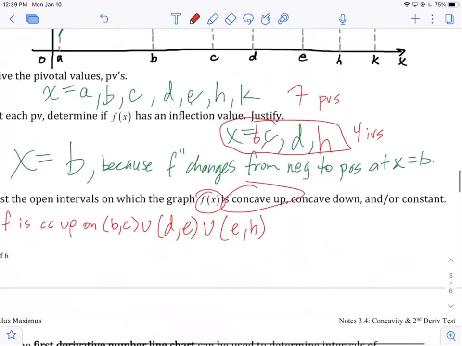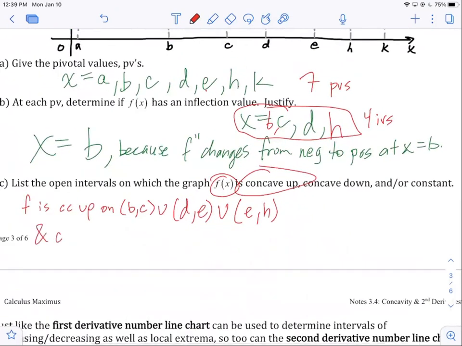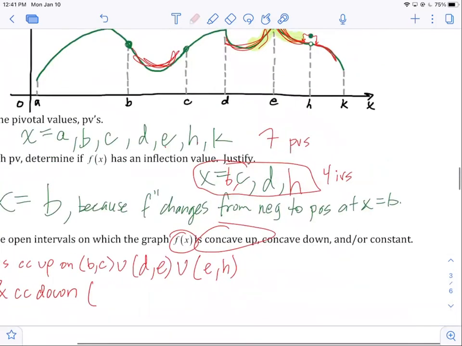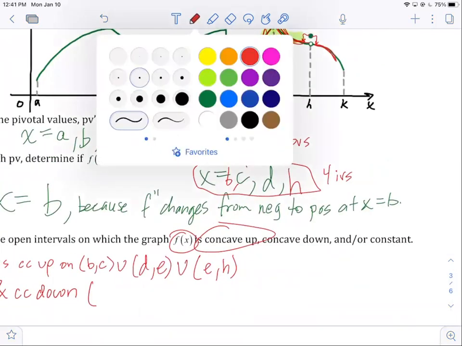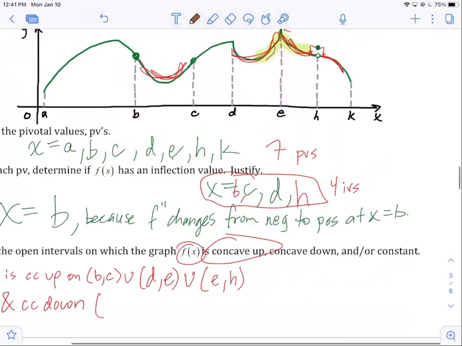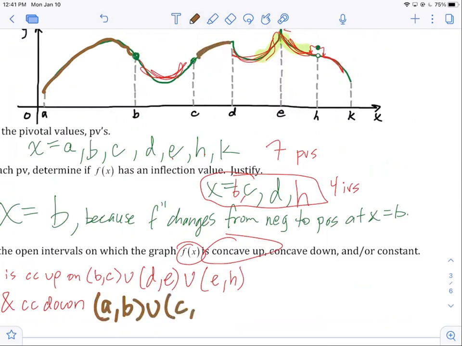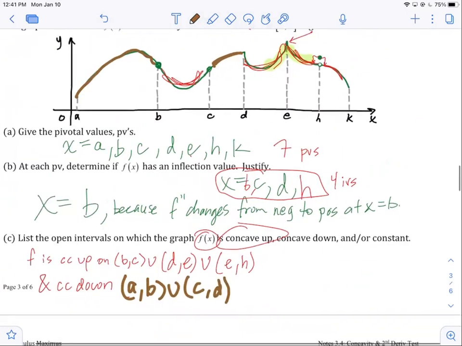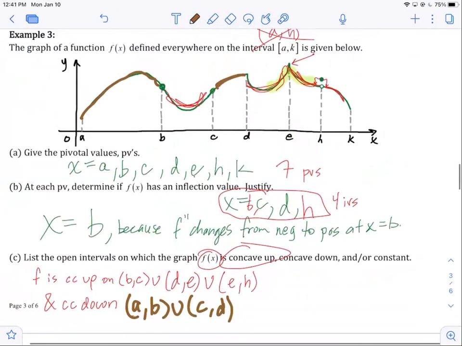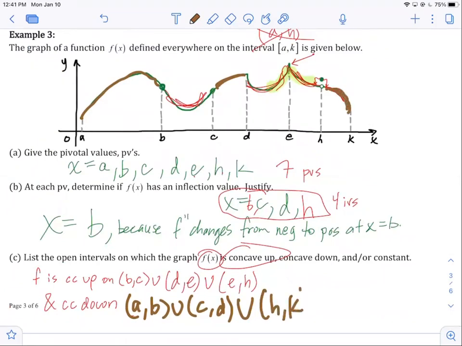Okay. And then we'll say and concave down, CC down, like a frown. I'll use beefy brown. Concave down, beefy brown on the interval, beefy. A to B. Union concave down from C to D, beefy. Put an extra packet of ramen beef flavor in there. Union H to K. I didn't get that one wrong.